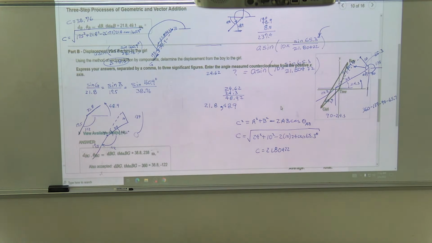Let me see if this other thing works. Okay, just out of curiosity. 935. What about the other one? Oh, they're both 935.